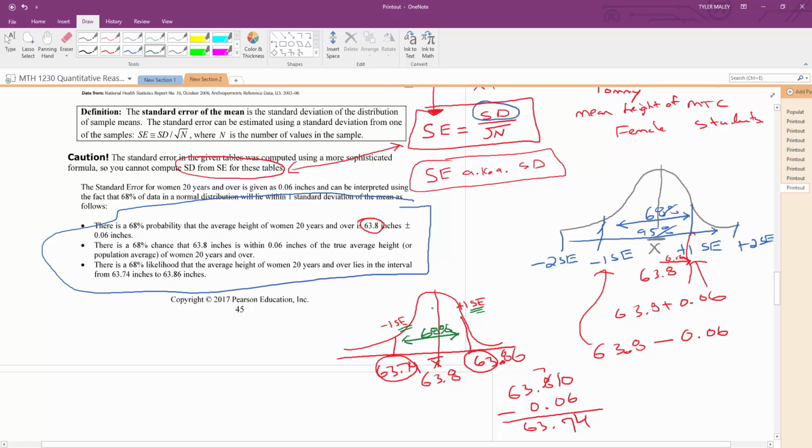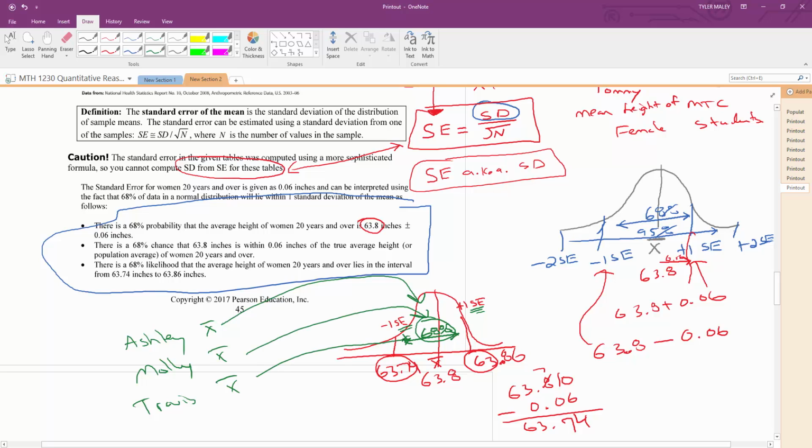So what this means is if everyone else in the class, so maybe Ashley and Molly and, I don't know, Travis, maybe these are other people in the class, if they go out and find their own x bar, their own sample mean, we are 68% sure that their x bar will be in here. That's what this means. Within this range, in between these values.